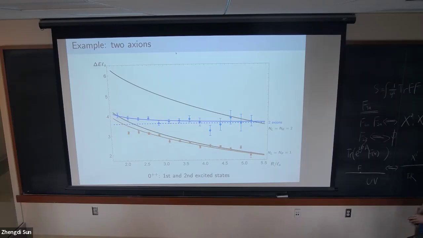So this indicates that in this sector, the TT-bar deformation of the string action captures very well the interactions between axions.